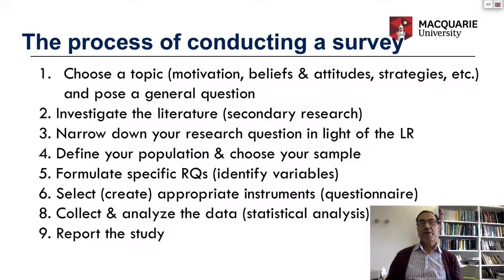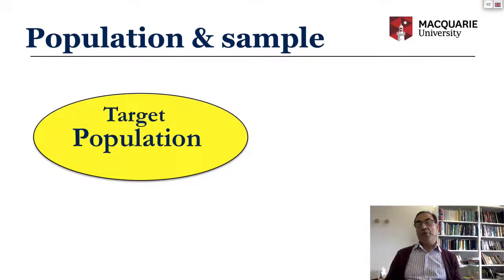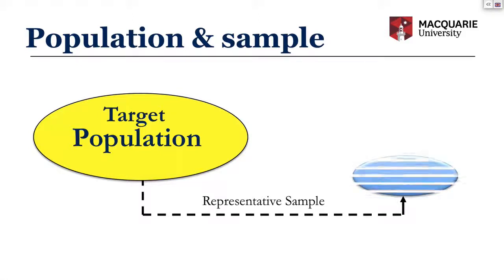And once you have the results, then it's time for you to prepare your report and write the results of the survey research. One of the first steps in the questionnaire survey study is to define your target population. Because ultimately in quantitative research, we are interested to generalize our findings from the sample to the target population. And once you define the target population, then it's possible to think about a representative sample.